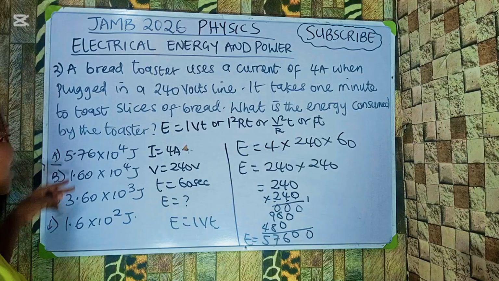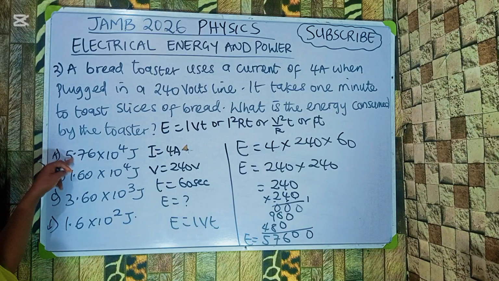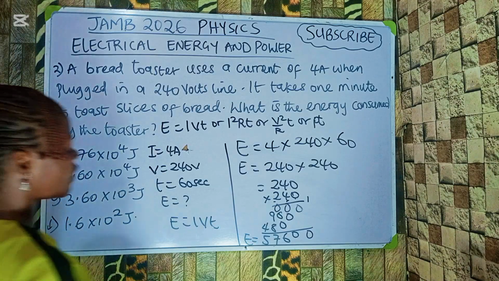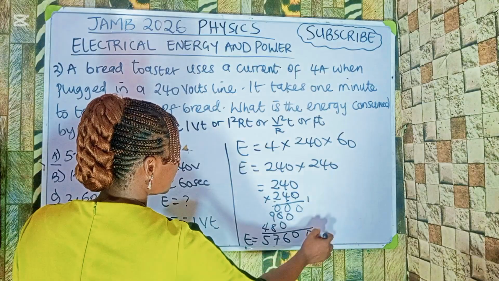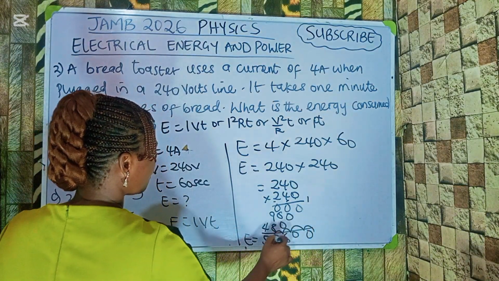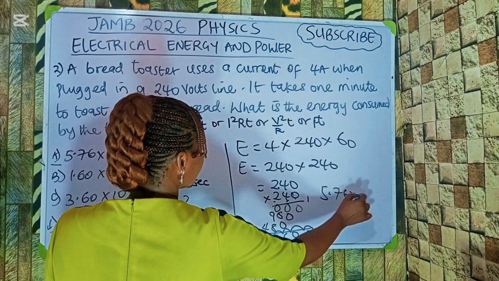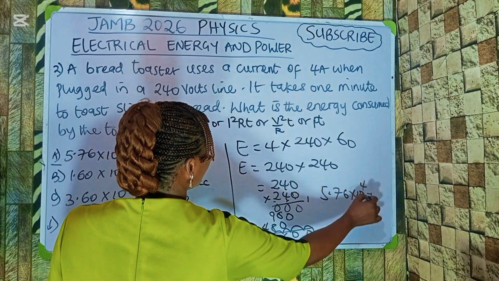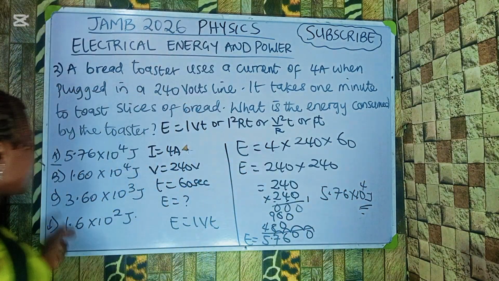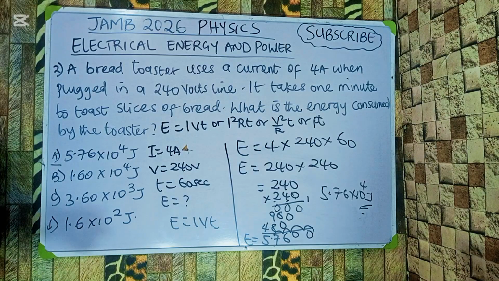But look at the question, they left the answer in standard form. So we have to make our own to be in standard form. So we'll go this way. This is 1, 2, 3, 4, right? Okay, so that is 5.76 times 10 to the power of what? 4 joules, right? So that makes option A the correct answer.